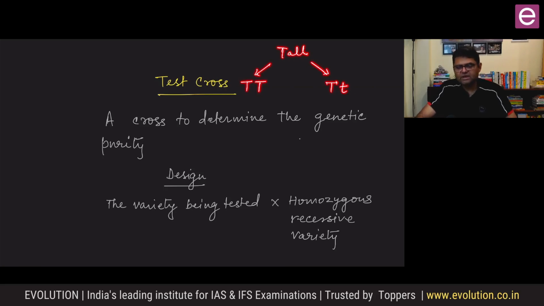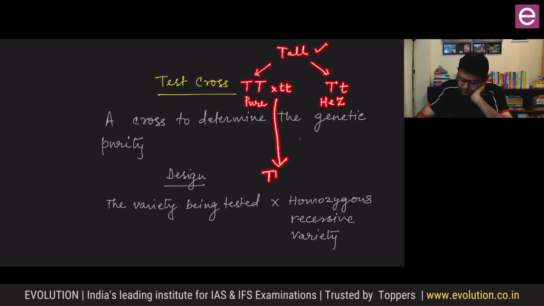Correct? Because in both the cases, the result will be tall only. But this is called pure tall and this is called heterozygotic tall. All right. How to test that? Simple. You cross it with a homozygous recessive plant. If after crossing with homozygous recessive, it gives rise to still tall, correct, then it is pure.